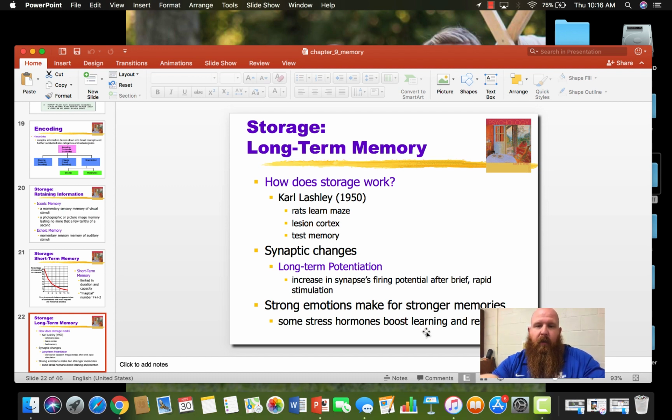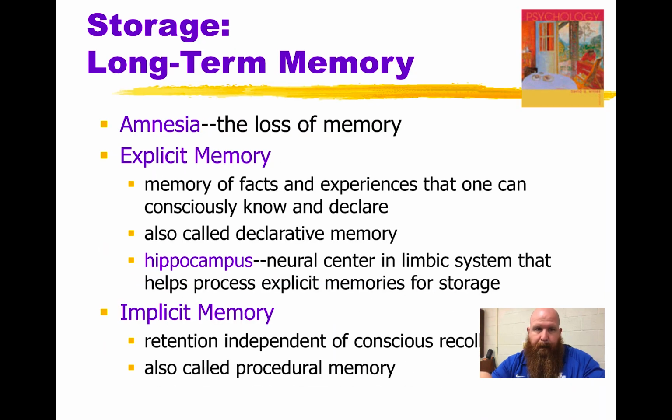So we also talked about, what else did we talk about? A couple terms, amnesia. Talked about explicit memory, which is also known as declarative memory, and that's just basically the memory of facts and experiences. These are things you consciously know and consciously can declare and think about. I think I talked about that again in the last video. We also talked about implicit memory, and that's also known as procedural memory. These are things that you do without thinking. A lot of times we refer to it as muscle memory.